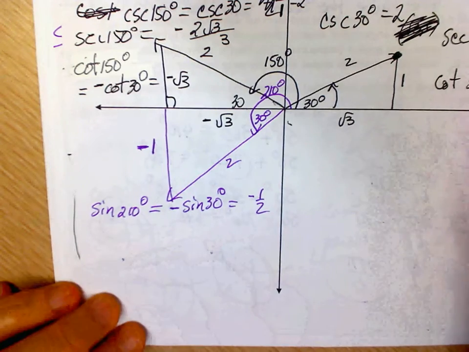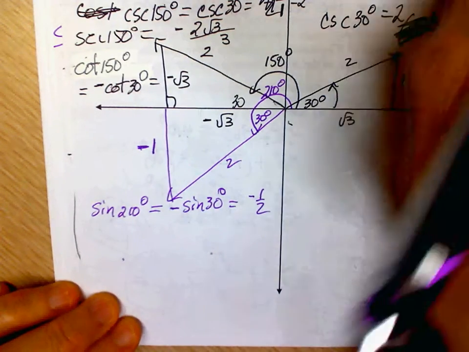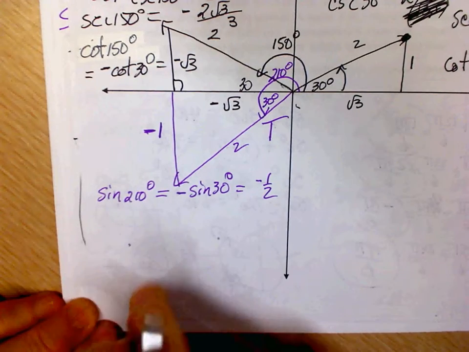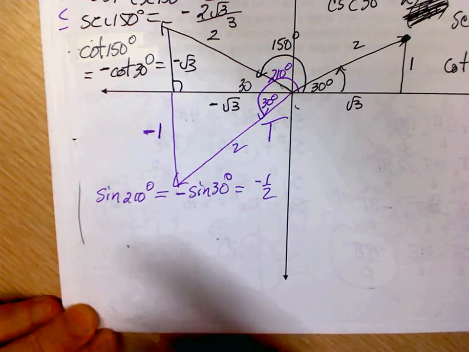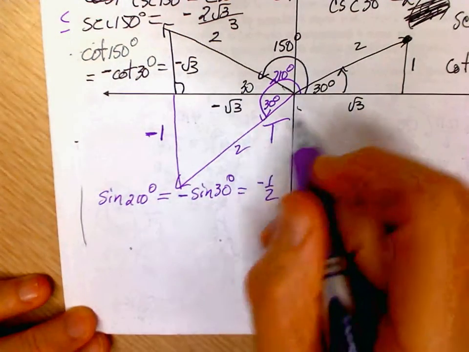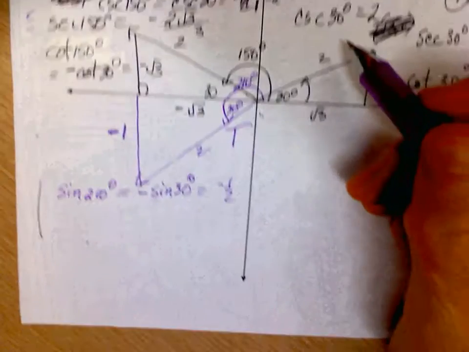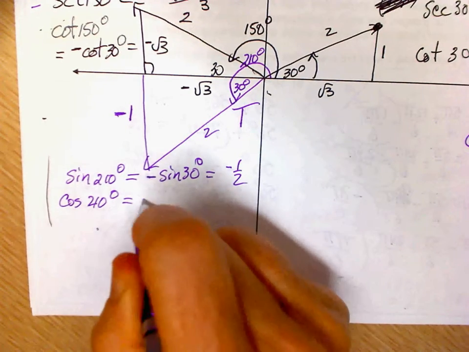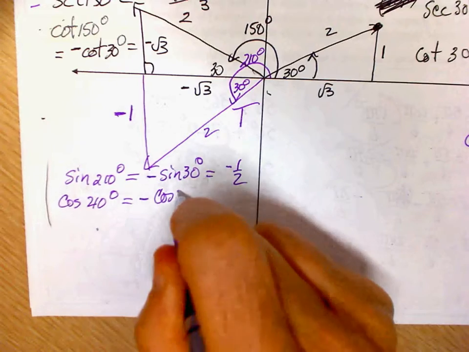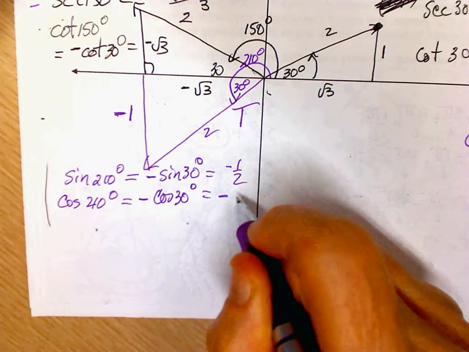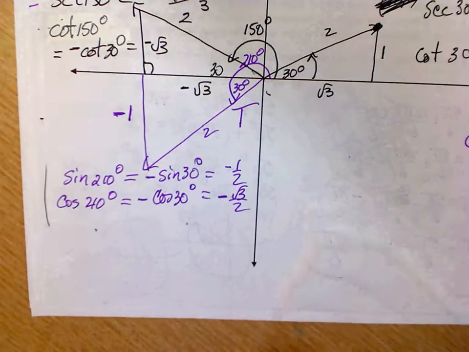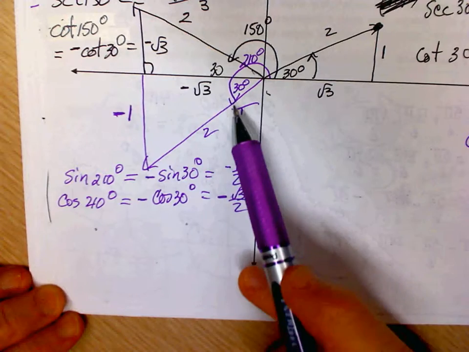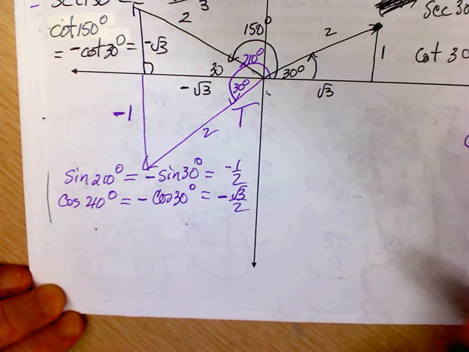Just so you know, CAST, the only positive one in this quadrant will be tan and its reciprocal. Everything else will be negative. So I can just pick off my answers here. So cos of 210 degrees will be negative cos of 30 degrees, and that will be negative root 3 over 2. Do you see what's happening? They all have the same related acute angle, so their trig ratios are the same except for the sign.